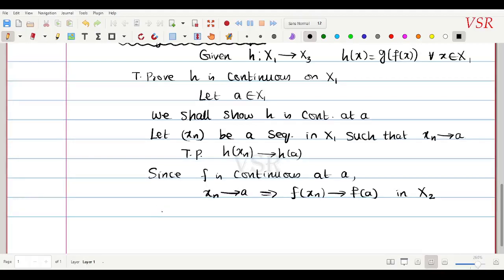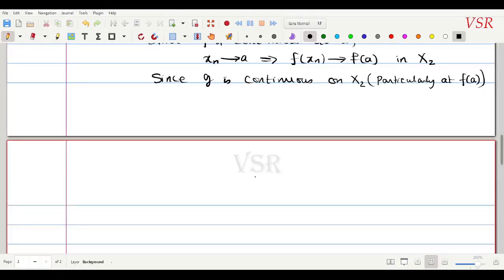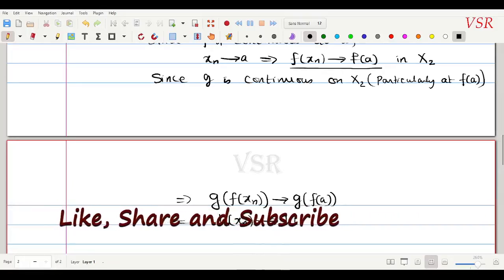Okay, இப்போ since g is continuous on X2, X2 ல தான் இந்த பாயிண்ட் f of a இருக்கு. அப்போ particularly, we write at f of a ல இது கண்டினியூஸ் ஆக இருக்கும், கரெக்டா. அப்ப f of a லையும் கண்டினியூஸ் ஆக இருந்தால் then since g is continuous, f of xn converges to f of a. This implies that g of f of xn converges to g of f of a, கரெக்டா. அப்ப இது யாரு, this is equal to h of xn converges to h of a, கரெக்டா, முடிஞ்சு போச்சு.